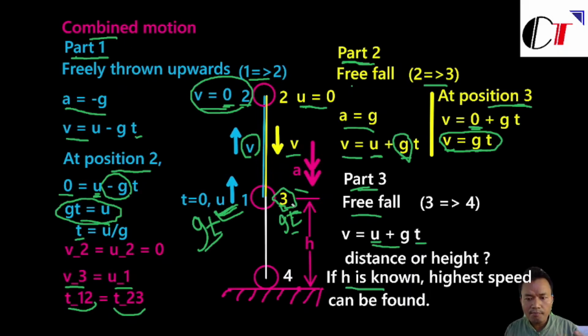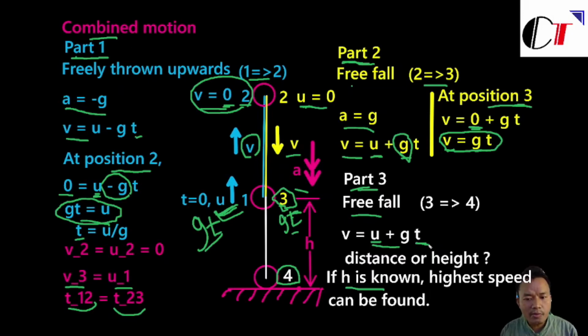So the final speed at position 3 can be substituted in place of u, and then of course you are trying to find the speed as a function of time. But let's say I am interested to evaluate how much the speed is at position 4. The problem is we don't have any information on how long the object takes from 3 to 4.